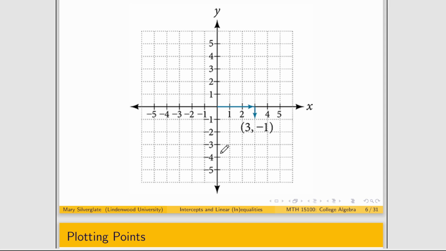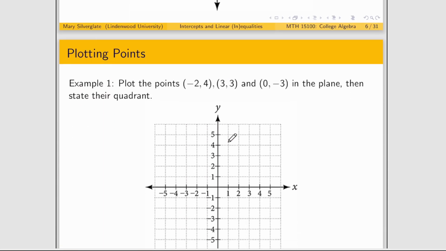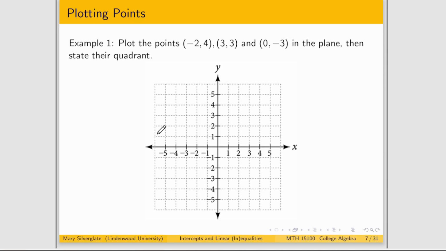Again, as a reminder, to plot points, it is always x and then y. So for example, the point (3, -1) means you move right 3 and then down 1. I want you to go ahead and pause the video and try to plot these 3 points. Even if you don't have graph paper available, go ahead and just sketch it out on a piece of paper.